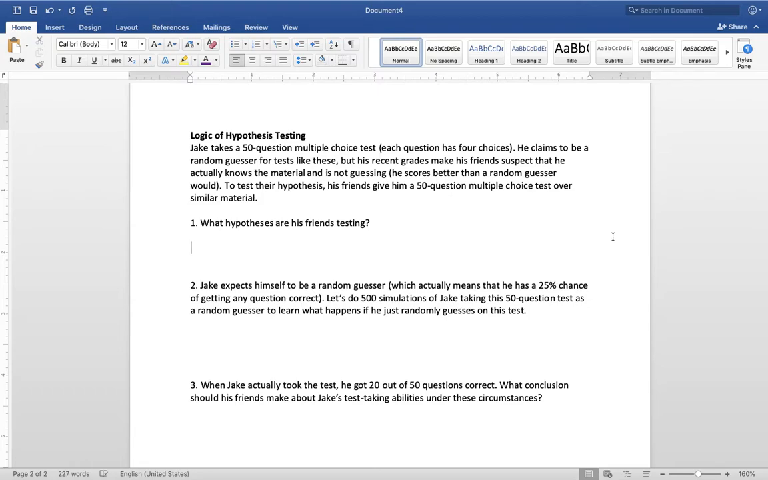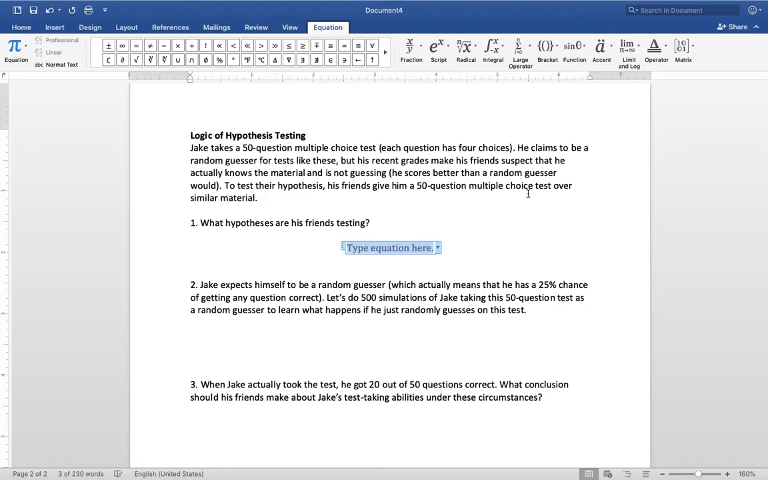Okay, so what are the hypotheses that his friends are testing? First of all, what do they expect to be true? The expectation, what you expect to be true, is called your null hypothesis, which I've used that word a few times now. Well, according to Jake, Jake claims he is a random guesser. So what they expect to be true is Jake is a random guesser. Okay, so that is their first hypothesis. That's their expectation.